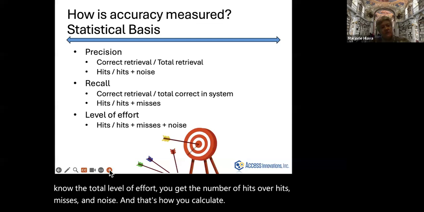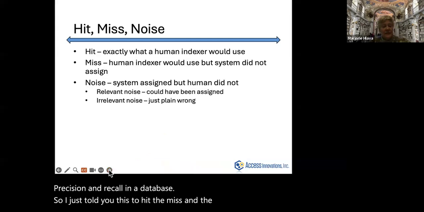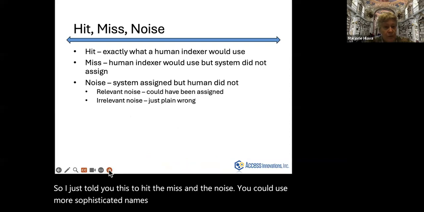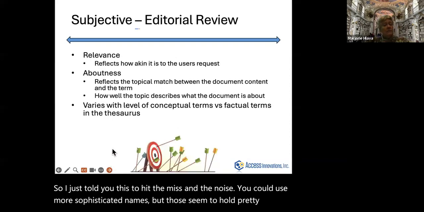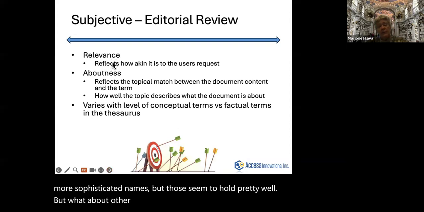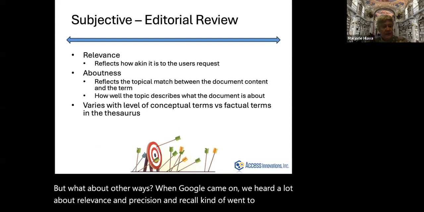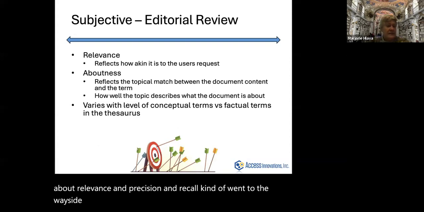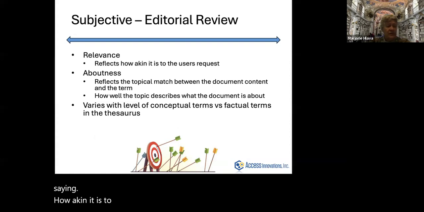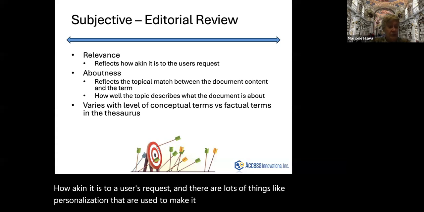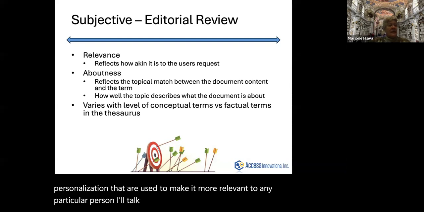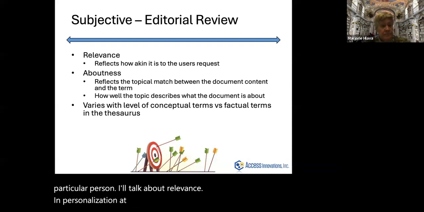So I just told you this: the hit, the miss, and the noise. You could use more sophisticated names, but those seem to hold pretty well. But what about other ways? When Google came on, we heard a lot about relevance, and precision and recall kind of went to the wayside. But relevance is subjective. It depends on a person saying how akin it is to a user's request. And there are lots of things like personalization that are used to make it more relevant to any particular person. I'll talk about relevance and personalization at the end of this talk.